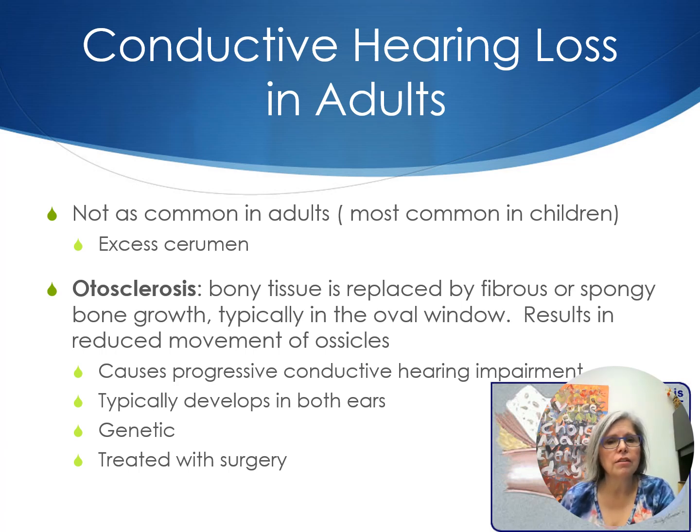In otosclerosis, it's a progressive development. So this bony growth occurs over time, and typically it's in both ears. It's a genetic condition. This is going to be corrected by surgery. So this is something that speech pathologists and audiologists don't deal with directly. It would be a referral to an ENT, an otorhinolaryngologist. But this is really the primary cause for conductive hearing loss in adults, with the exception of things like cerumen, which are very easily corrected.